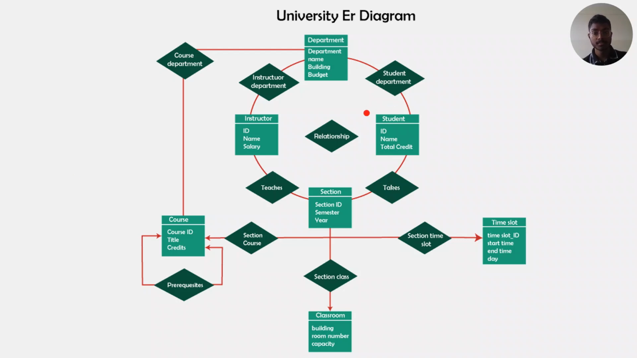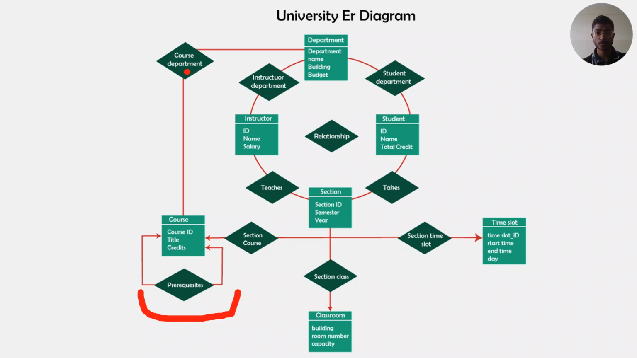If you want to begin with a relationship for a student, it will have a relationship with the teacher, the instructor, the instructor department, the student department, and also who takes the subject. If you come to the course, there can be various courses, and the things that come under course are course ID, title and credits. All these things will have some prerequisites.